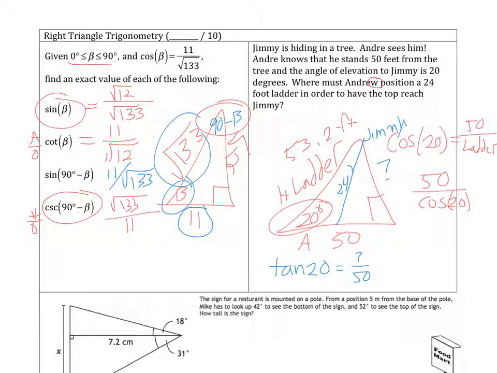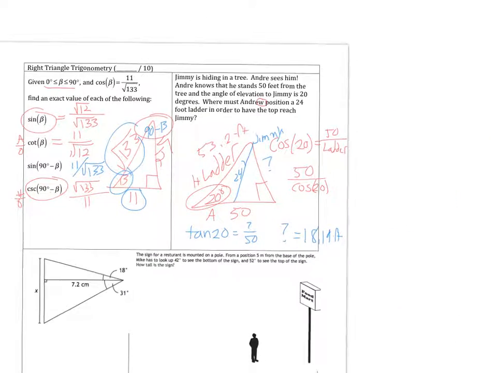So 50 times tangent of 20, we get question mark is equal to 18.19 feet. So that gives me a second triangle I have to consider. That gives me a triangle based on the idea that we've got a 24-foot ladder. We've got an 18.19 foot tall Jimmy. And we've got to figure out, not that angle, I guess, but how far away I have to go.